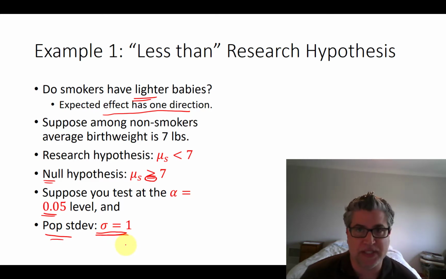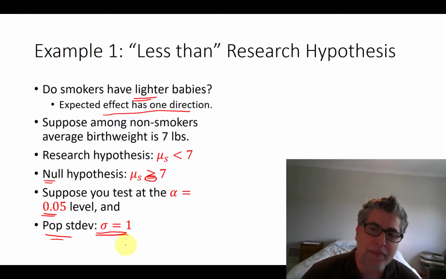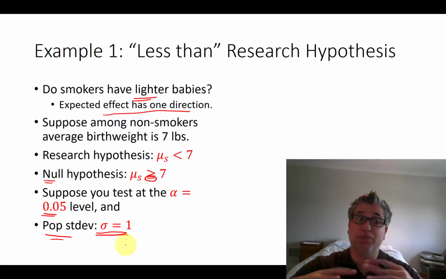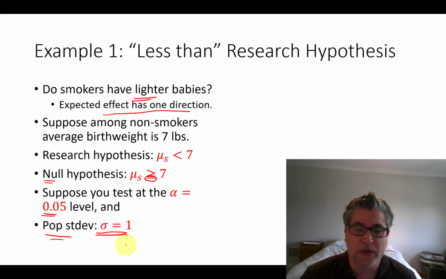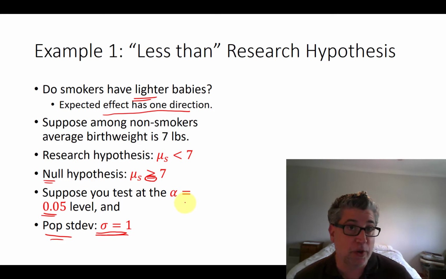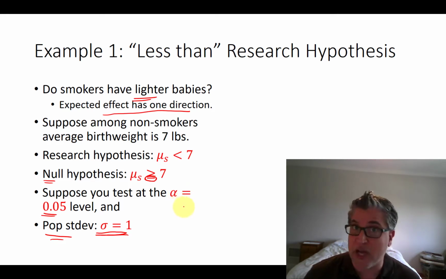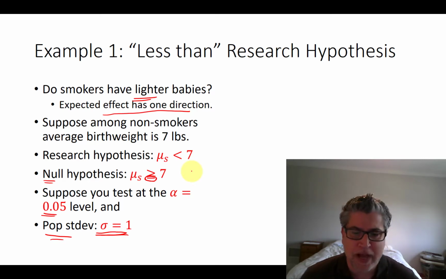Now, I'm making an implicit assumption here. I'm presuming that the spread, the distribution of all possible birth weights, is the same regardless of whether you're a smoker or not. So it's not like we have a standard deviation for smoker babies and a standard deviation for non-smokers babies. I'm just going to presume they're the same thing just to keep the math simple. We'll complicate that in further videos down the line. So for now, let's just say that the population standard deviation of birth weights is equal to 1 no matter whether you're a smoker or not.